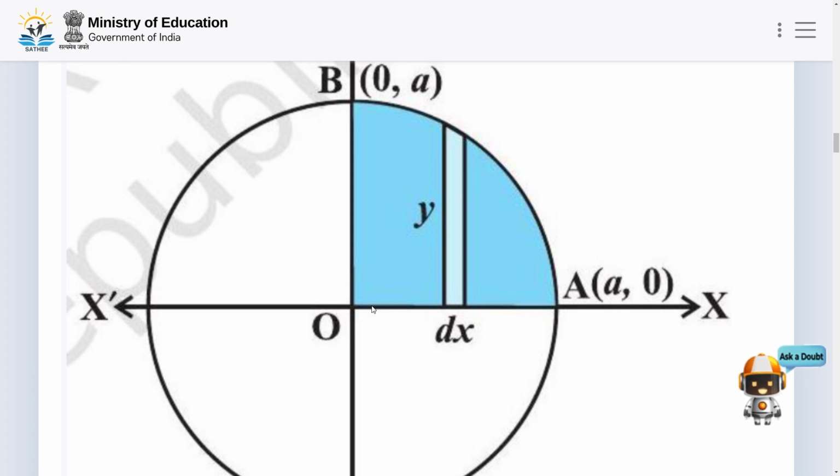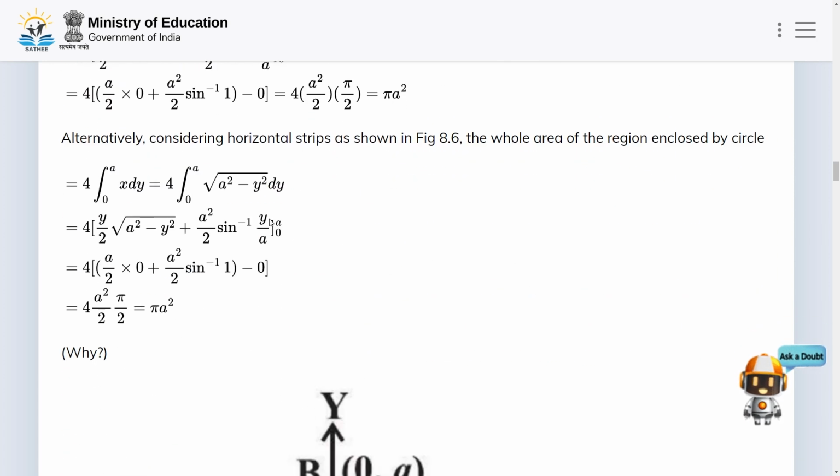The only thing which changes is x dx becomes x dy, where we have to write our x in terms of y, like g of y dy. So quite simple. So 4 times integral 0 to a of x dy, which is 4 times integral 0 to a of root of a square minus y square. You will get this from x square plus y square equals a square. You know the direct formula for this. After applying the limits, you will get the same thing. I hope it is clear to you.